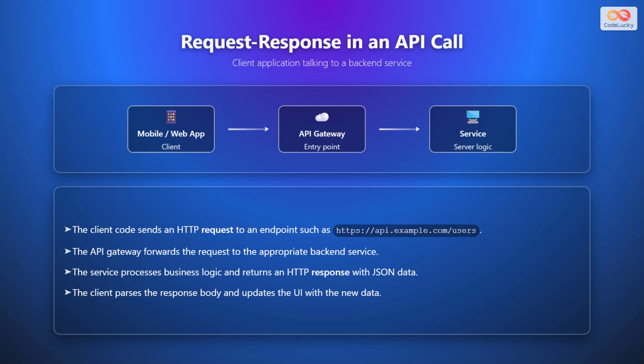It might validate the data, check permissions, query a database, or perform business logic. The service then sends back an HTTP response with a status code and a JSON body containing the requested data. The client app receives the response, parses the JSON, and uses the data to update the user interface. This pattern is the same as web browsing, but instead of receiving HTML, the client receives structured data in JSON format.